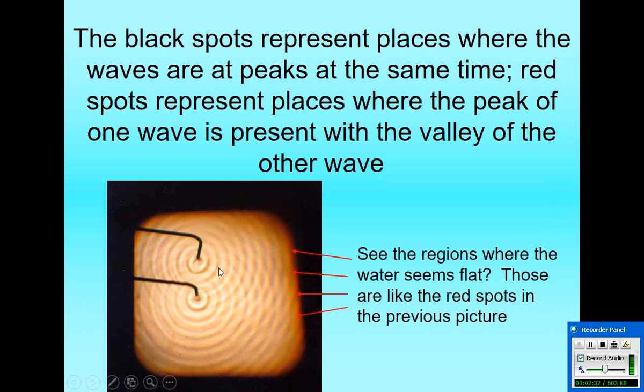And if you look closely, for instance, you'll see regions almost like straight lines where the ripples seem to not exist. It's almost like it's completely flat water. Not many regions, but you can look at regions where it looks like there's nothing happening. That's like the red spots in the previous picture. On the other hand, you can also see regions where the peak of one is intersecting the peak of the other, and those represent the black spots in the picture.